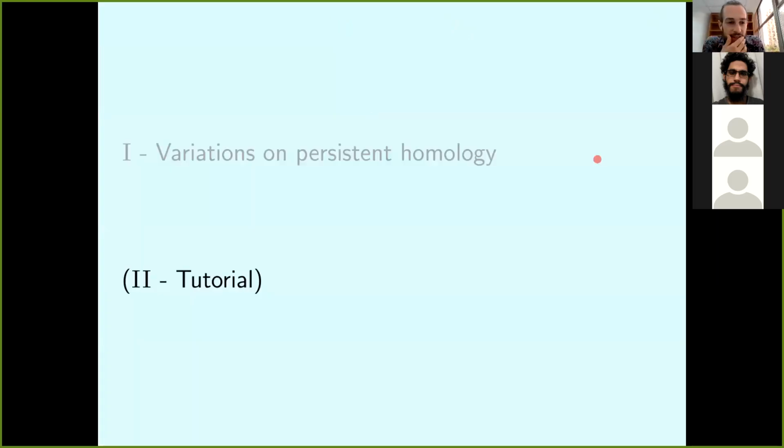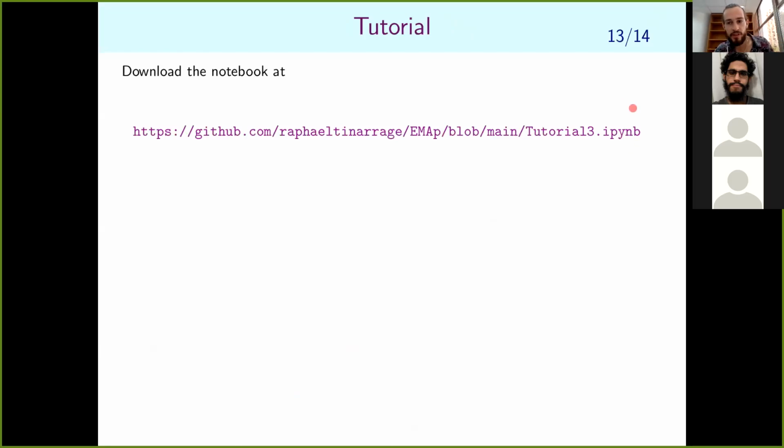All right. So this is it. Now I will show you on Gudhi in practice how to do all of that. So please go to this page. There is the Python notebook and a few files to download in the folder tutorial 3.